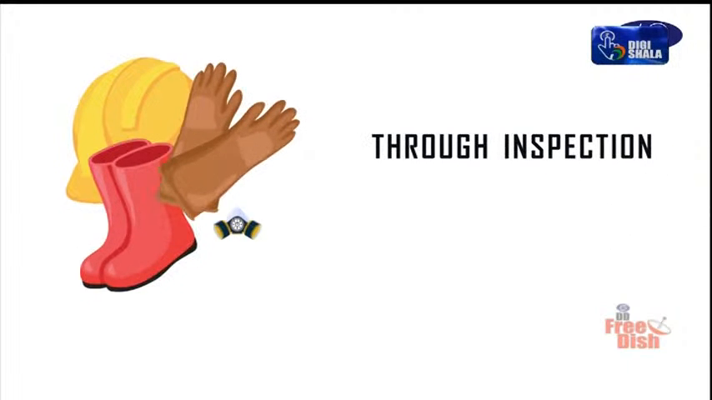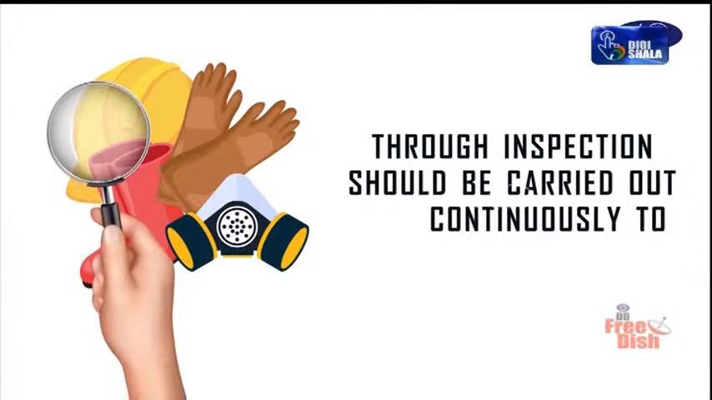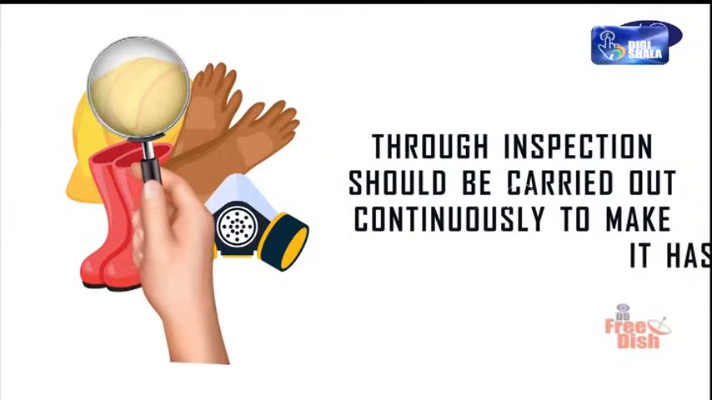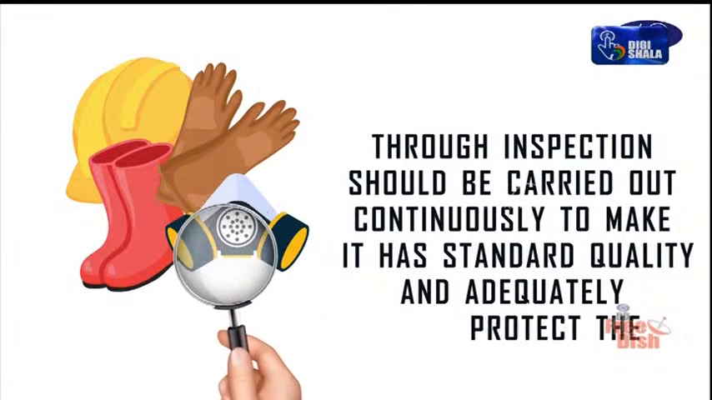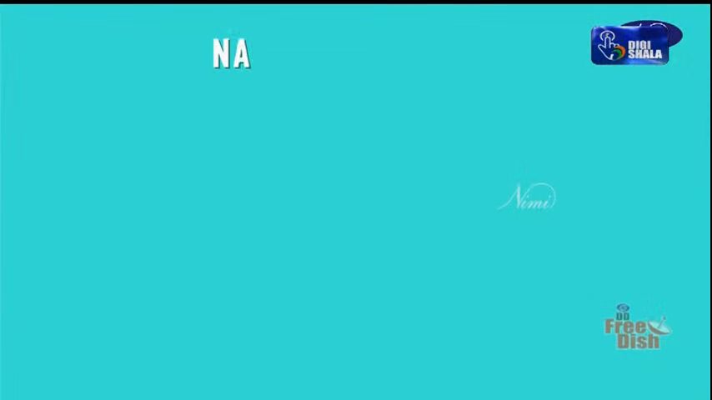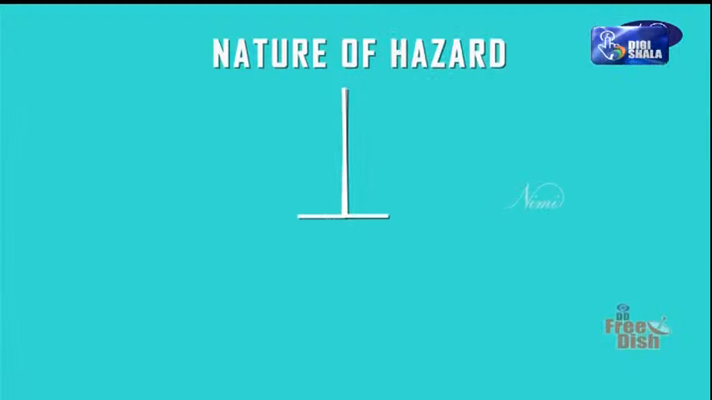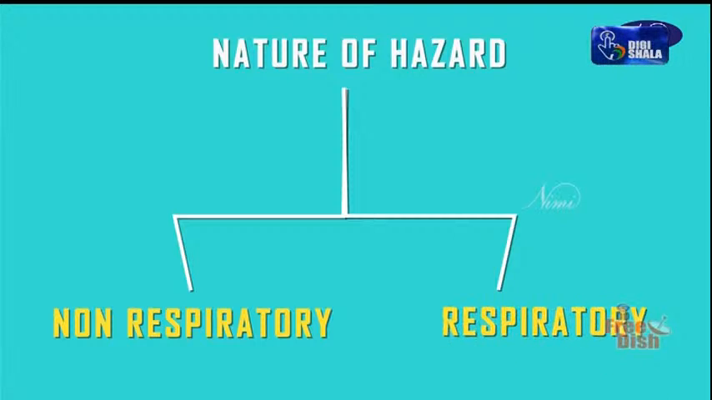Thorough inspection should be carried out continuously to make sure that it has the standard of quality and adequately protects the user. Next, what we are going to see is categories of PPEs. Depending upon the nature of hazards, the PPE is broadly divided into the following two categories. One is non-respiratory and the second one is respiratory.